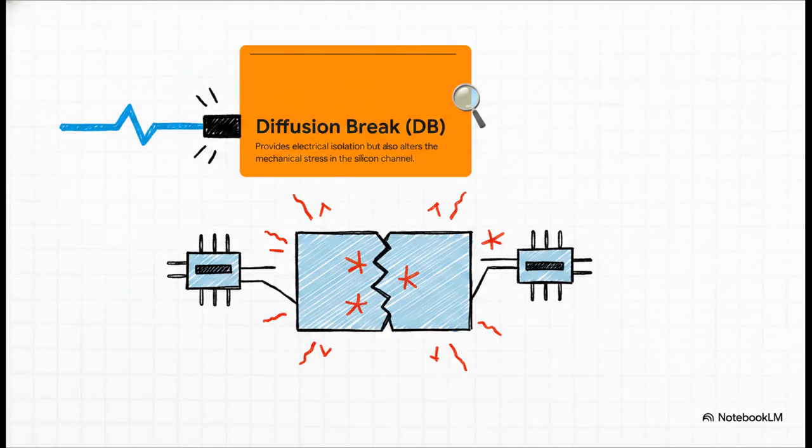So suspect number 1 is something called a diffusion break, or DB. Now, its official job is pretty simple. It's an electrical insulator. It's there to stop current from leaking between different transistors. But it has a secret life. By physically cutting into the silicon, it also creates mechanical stress. And that stress completely changes the physics of any transistor sitting next to it.